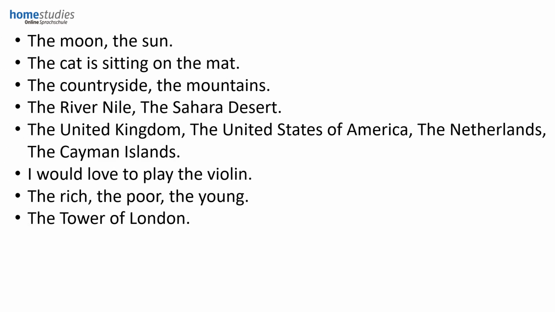So we have the moon, the sun. We can have the cat is sitting on the mat, the countryside, the mountains, the River Nile, the Sahara Desert, the United Kingdom, the United States of America, the Netherlands, the Cayman Islands. So countries there that use the definite article. Now, musical instrument this time, I would love to play the violin. Groups of people, the rich, the poor, the young, and a place with of, the Tower of London.